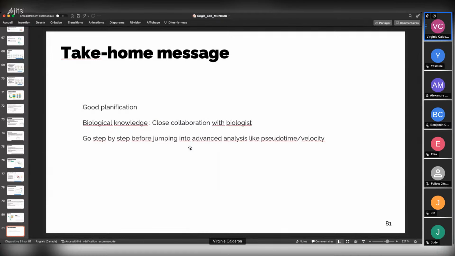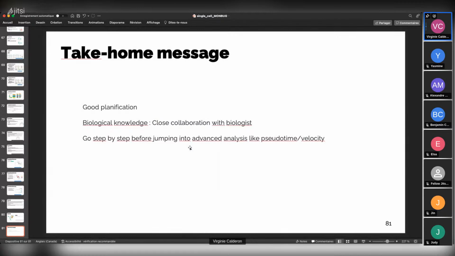Also, depending on who you are, biologist or bioinformatician, just know that you will have to work in close collaboration together, because you need each other to extract information from this type of data. So it is really important to have someone that you can send an email and be sure they will answer you in a few days and not in weeks.